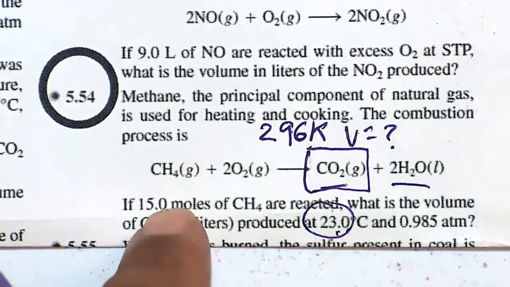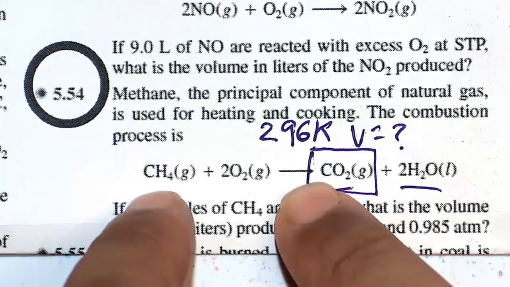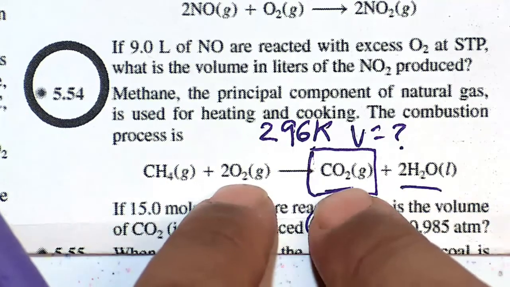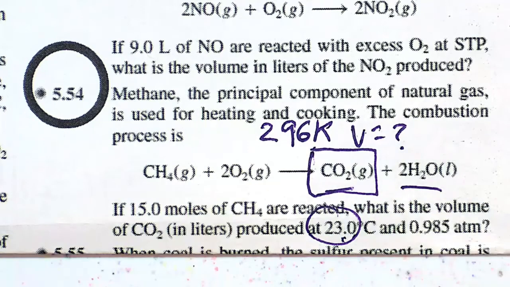Just by looking by eye, it looks like this is already balanced. 1 carbon, 4 hydrogens, 4 oxygens: 2 oxygens here, 2 oxygens here, 2 plus 2 is 4. So it's even simpler. We just use stoichiometry and then the ideal gas law. So let's go ahead and do this problem.